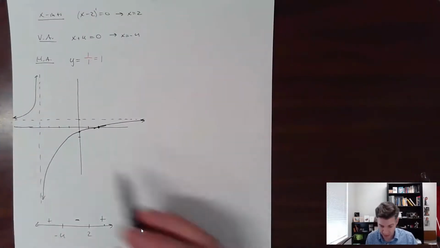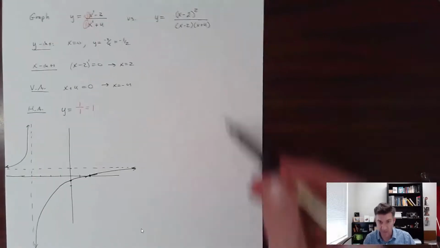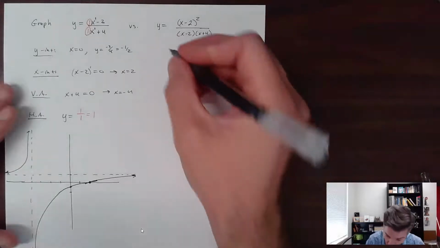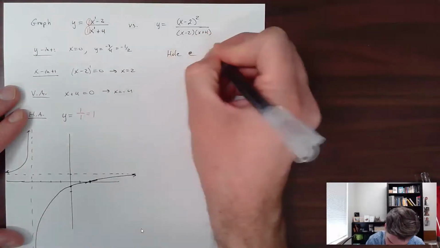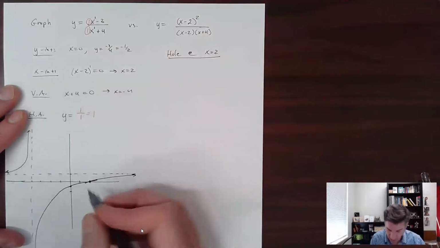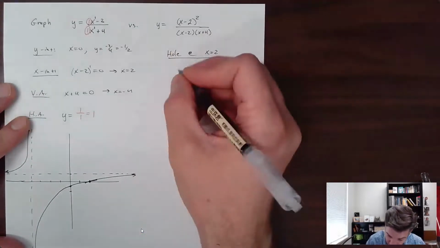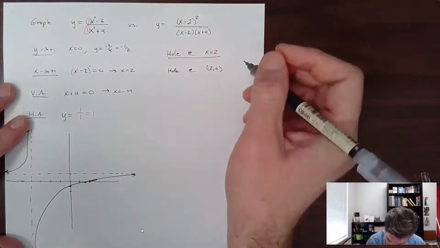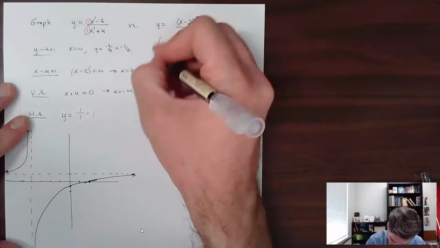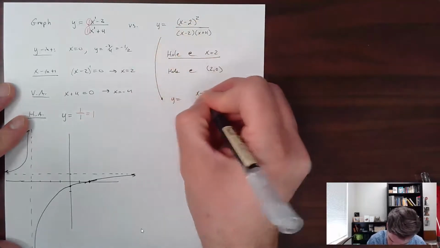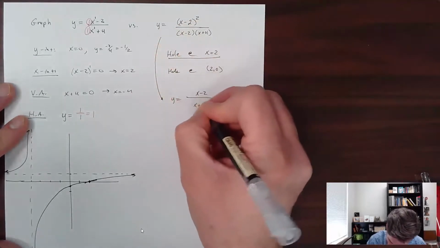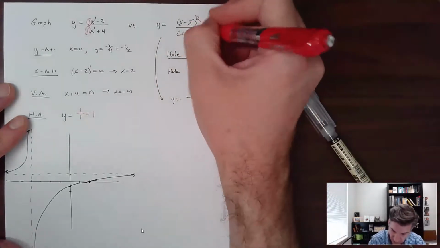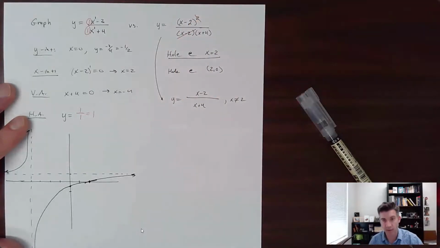The only difference between this graph and the graph of this is that this one is going to be undefined at 2. So we're going to have a hole at x equal to 2, which happens to be where the other one had an x-intercept. Specifically, our hole is going to be at the point (2, 0). We can rewrite this as y equal to (x minus 2) over (x plus 4), but x can't equal 2, because all we're doing is canceling out one factor of x minus 2 on the top and one factor of x minus 2 on the bottom.